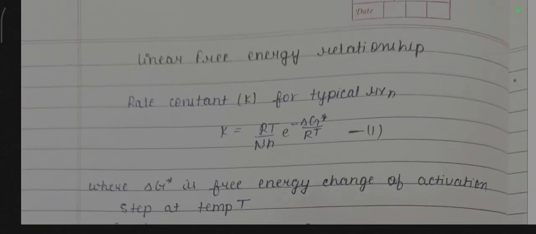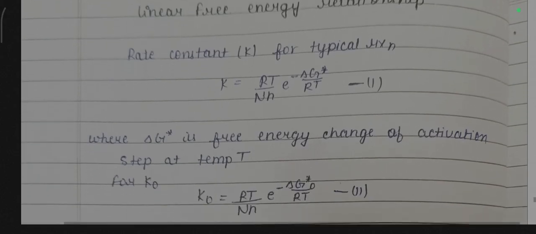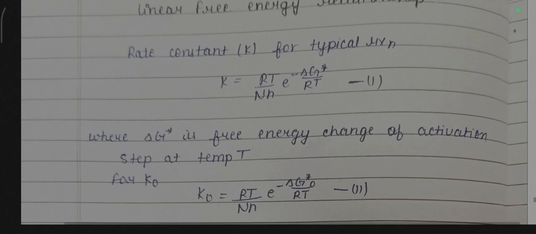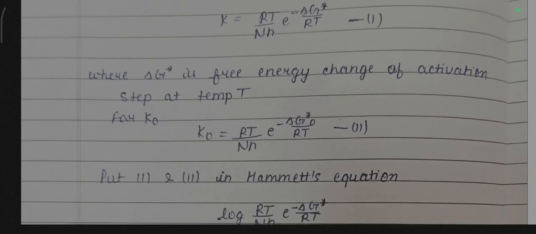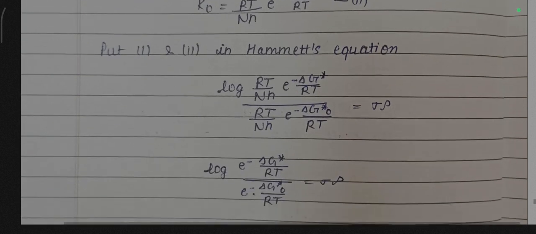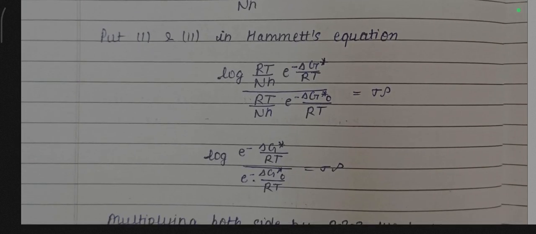Linear free energy relationship. Rate constant K for a typical reaction: K is equal to RT upon Nh times e to the power minus del G star upon RT, where del G star is the free energy change of the activation step at temperature T. For K naught, it is equal to RT by Nh times e to the power minus del G naught star upon RT. Put equations 1 and 2 in Hammett's equation. Logarithm of RT upon Nh e to the power minus del G star upon RT, upon RT upon Nh e to the power minus del G star naught upon RT, is equal to sigma rho.